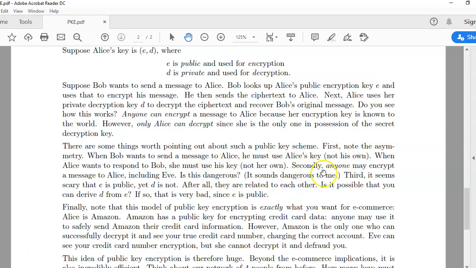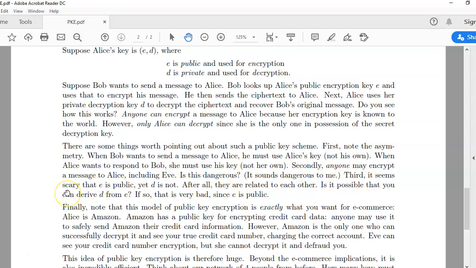Secondly, anyone on the planet can encrypt a message to Alice, including Eve. Does that sound dangerous to you? It does to me. You are now allowing the enemy to send you encrypted messages. You are now allowing the enemy to execute a chosen plaintext attack. That's very dangerous. Is it still safe to do this?